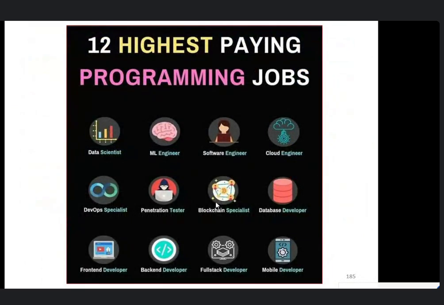There are 12 highest paying programming jobs under data science, like data scientist, machine learning engineer, software engineer, cloud engineer, DevOps specialist, penetration tester, blockchain specialist, database developer, and front end developer, back end developer, full stack developer, mobile developer.